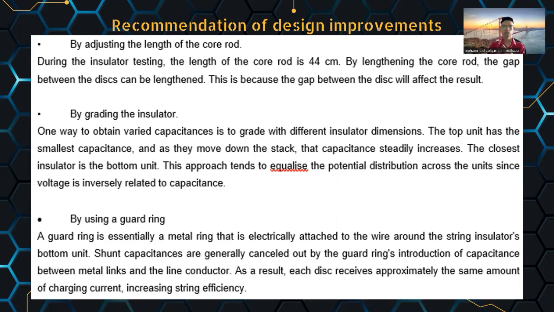The last recommendation for design improvement is using a guard ring. A guard ring is essentially a metal ring that is electrically attached to the wire around the string insulator's bottom unit. Shunt capacitance is generally cancelled out by the guard ring's introduction of capacitance between the metal link and the line conductor. As a result, each disc receives approximately the same amount of charging current, increasing string efficiency.